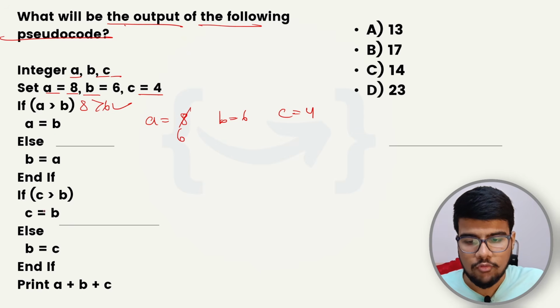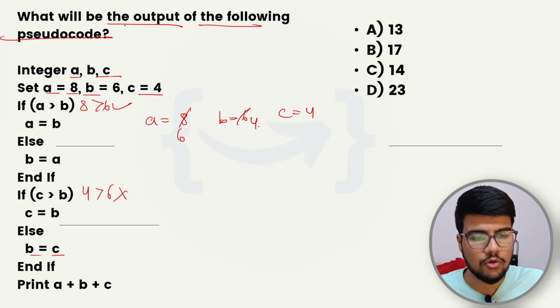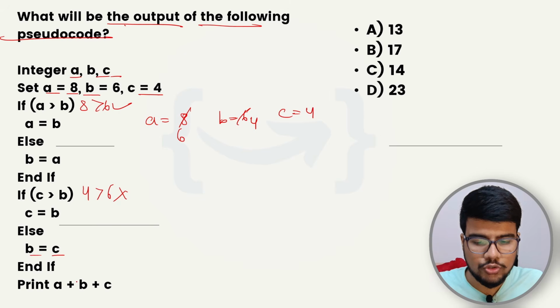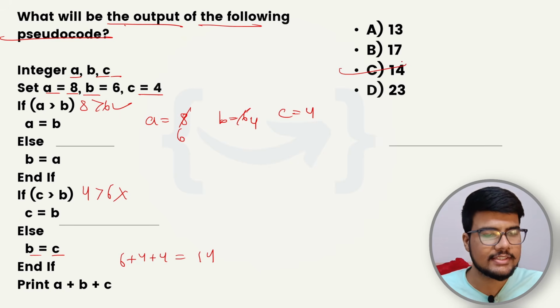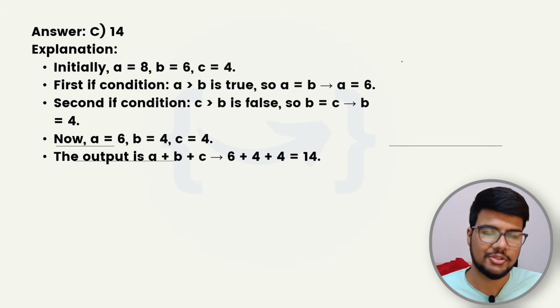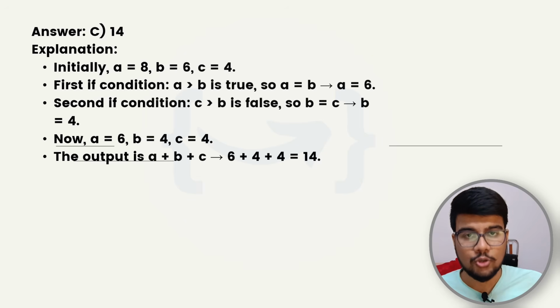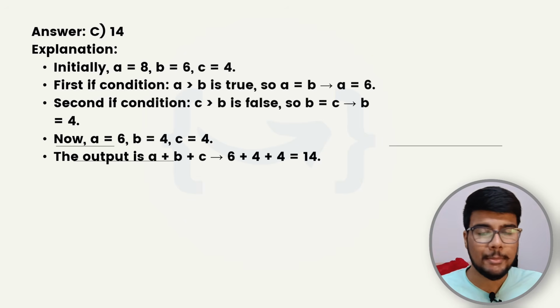Great. Now C is 4, B is 6. Is that if condition true? No, it is not true, because 4 is less than 6. So B becomes C, so B becomes 4. Now you need to print A plus B plus C. So 6 plus 4 plus 4 will give you 14. And I can see C is the right answer to this question. So make sure that you put +1 in your mark sheet.